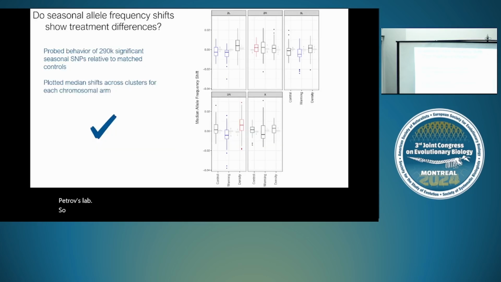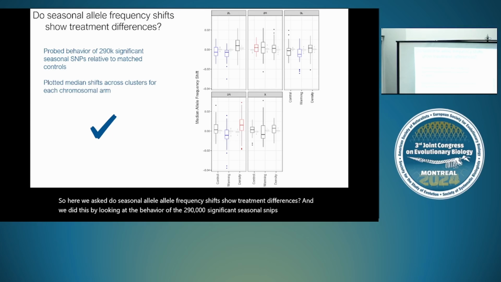So here we asked, do seasonal allele frequency shifts show treatment differences? And we did this by looking at the behavior of the 290,000 significant seasonal SNPs relative to matched control SNPs. And here I've plotted the median allele frequency shifts across our clusters of seasonal SNPs for each chromosomal arm. On the x-axis, you can see the control, warming, and density treatments. It might be a little bit hard to see with the lighting, but some of these shifts are highlighted in blue. These represent median allele frequency shifts that went in a negative direction that was significant relative to control SNPs. Others are highlighted in red, and this was a significant positive shift.